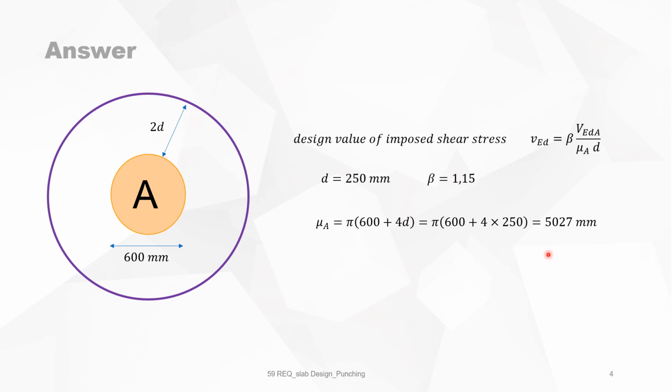Gives you 5,027 millimeters. So the total resisting force against shear, or the total possible load on the column, is then equal to just this formula turned around, and you got 1.445 10 to the 6th v_Ed.